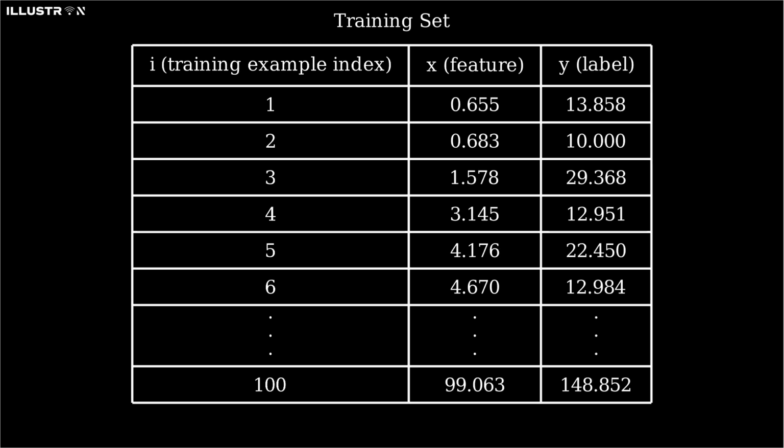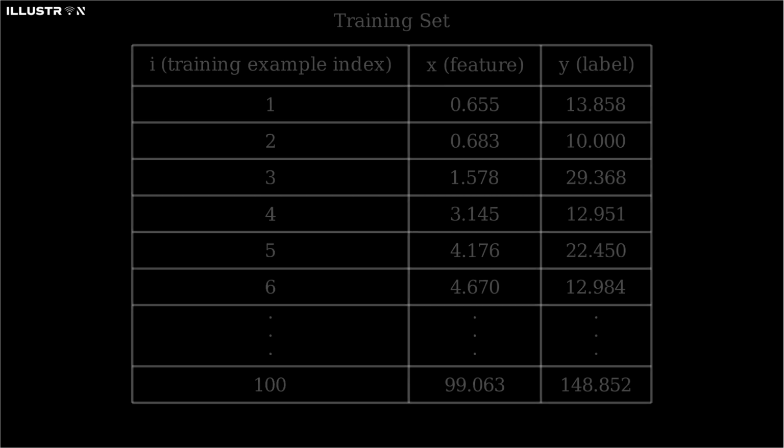This table represents a sample of the training data we'll use. Each row shows a student's index, their study hours, and their corresponding final grade. The complete dataset contains 100 such data points. But this table shows a representative sample to give you an idea of the information available.